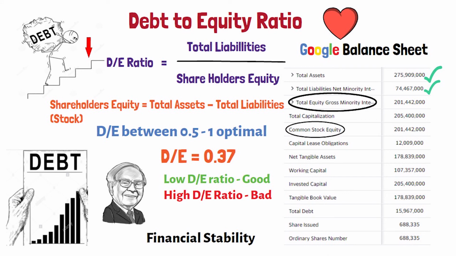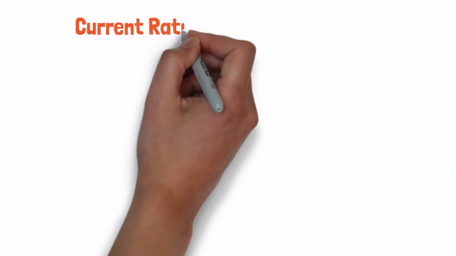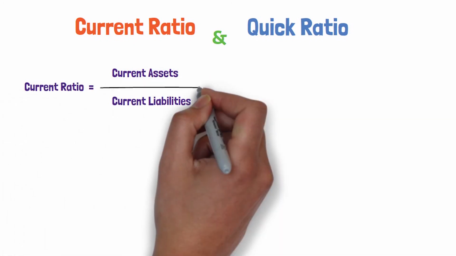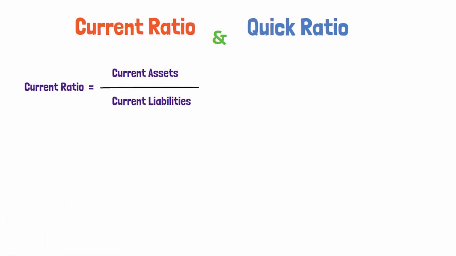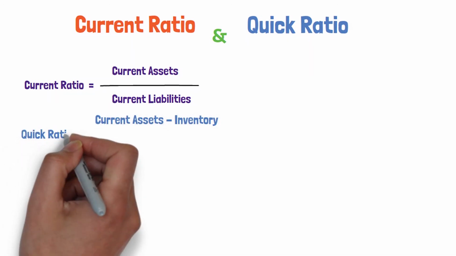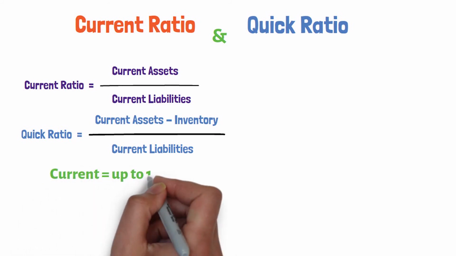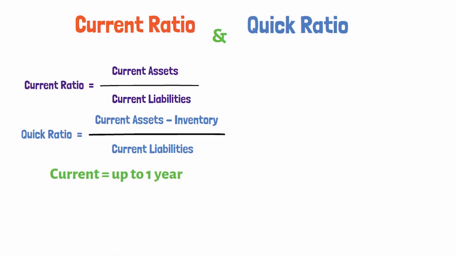Now we'll talk about the two other ratios used to calculate a company's liquidity: the current ratio and the quick ratio. To find the current ratio, we need to know the so-called current assets and current liabilities. We can find them in the balance sheet of a company. To find the quick ratio, we need to subtract the inventory, which means the goods that haven't been sold yet, from its current assets, and divide the results by the current liabilities. Current usually means up to 1 year. These ratios are used to analyze the short-term liquidity of a company.